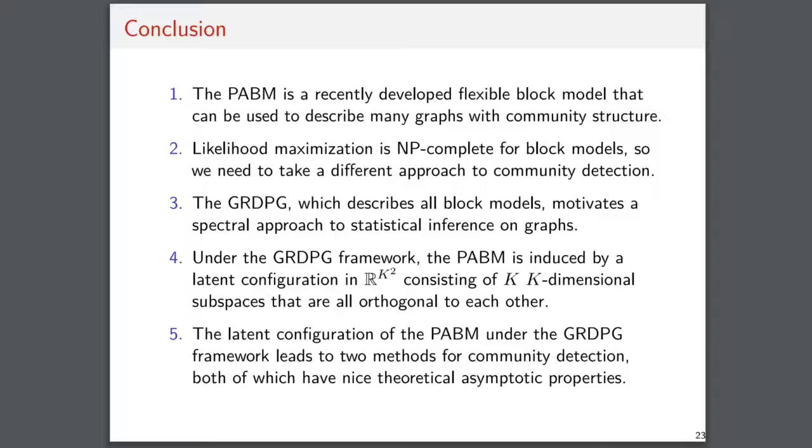including the PABM. Under the generalized random dot product graph framework, the popularity adjusted block model is induced by latent configurations in k-squared dimensional space, and consists of k-dimensional subspaces that are all orthogonal to each other. The latent configuration of the popularity adjusted block model under the generalized random dot product graph framework leads to 2 community detection methods, the first of which is a pre-existing algorithm, sparse subspace clustering, and the second is a new method we call orthogonal spectral clustering, both of which have nice theoretical asymptotic properties.